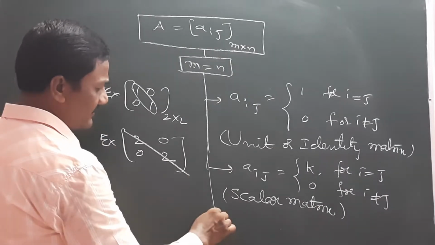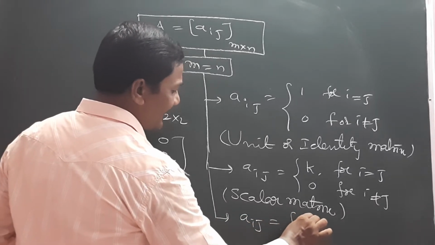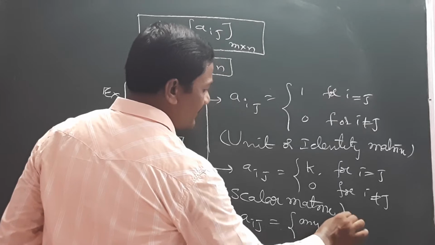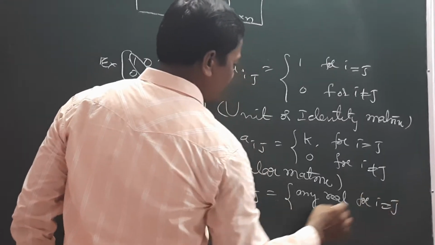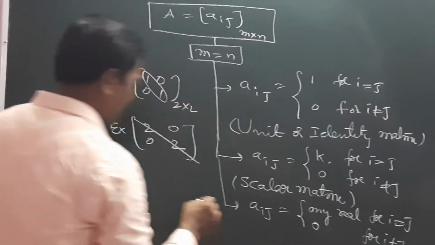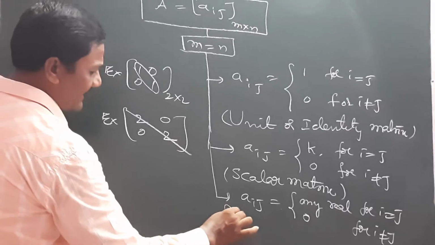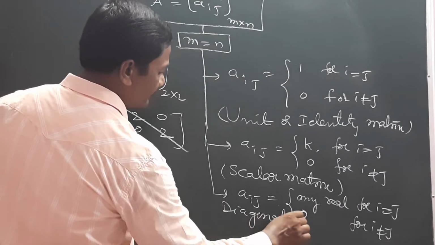Another is Aij is equal to any real number for i is equal to j, 0 for i not equal to j. This is nothing but a diagonal matrix.